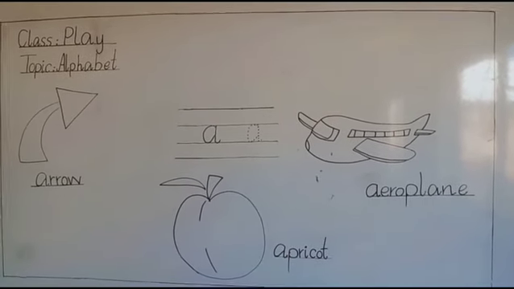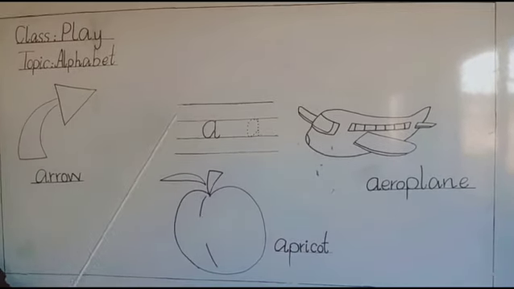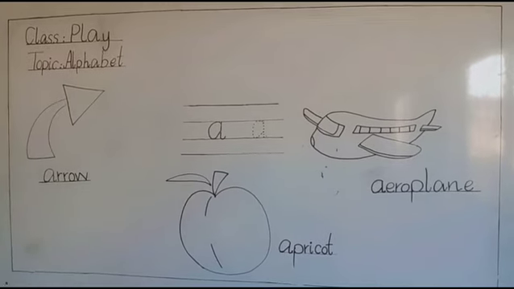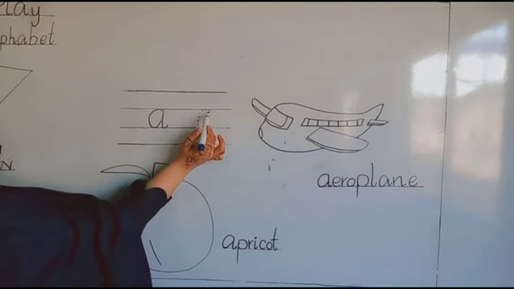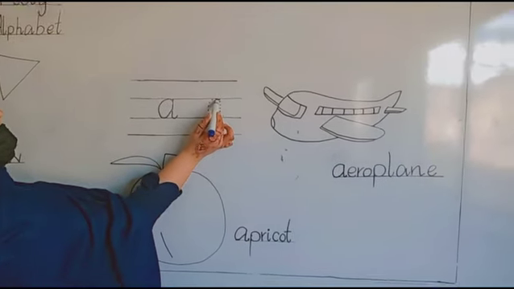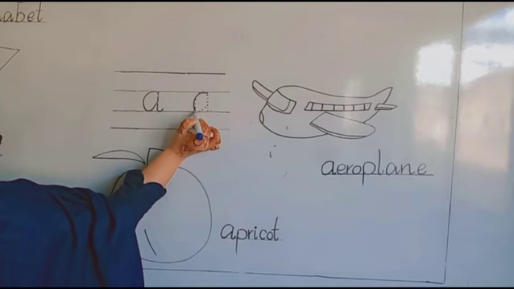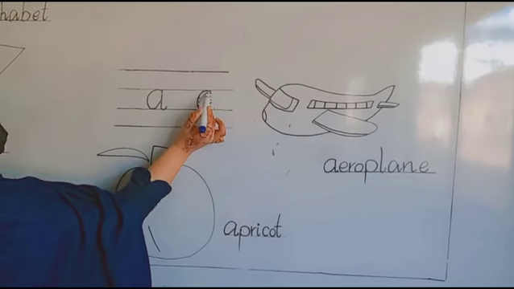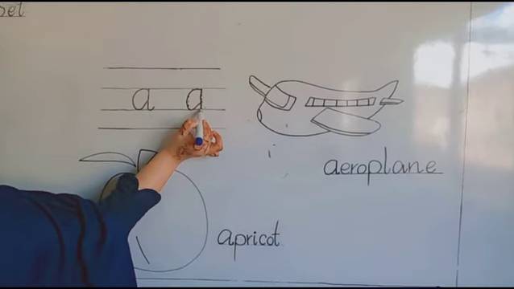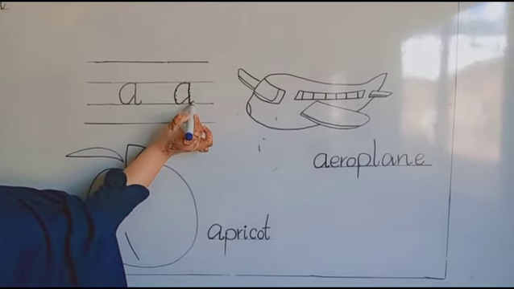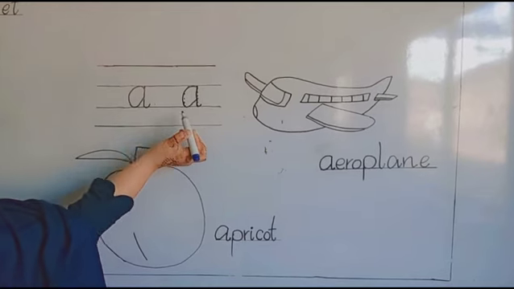Now we are going to learn how to write letter A. First of all, we make left curve, then standing line and small curve. That makes letter A.